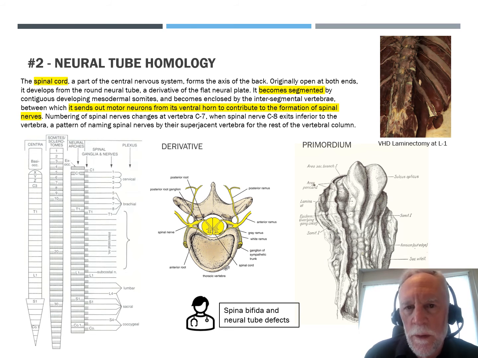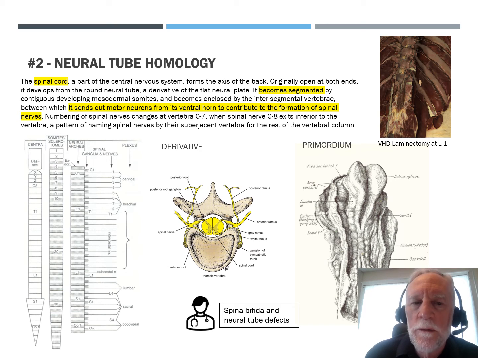The spinal cord, originally unsegmented and open at both ends, develops from the round neural tube, a derivative of the flat neural plate. Contiguous developing mesodermal somites induce the neural tube to then form segments from which primordia of the ventral roots of spinal nerves develop.